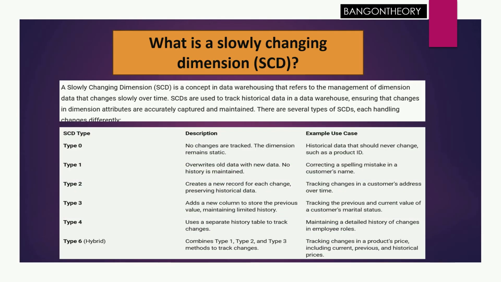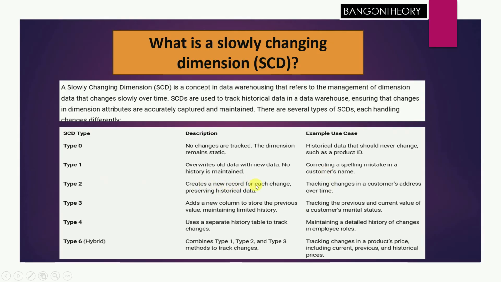These are different types of SCD: type 0, type 1, type 2, type 3, type 4. In type 0, no changes are tracked, the dimension remains static. Use cases are where historical data should never change, such as the product ID. Type 1 overwrites old data with new data, no history is maintained. Use case: correcting a spelling mistake in a customer name.